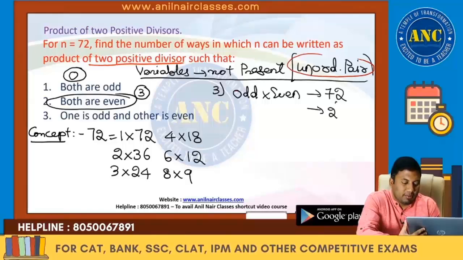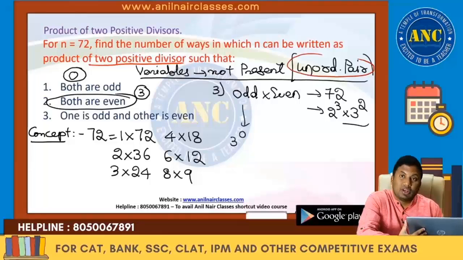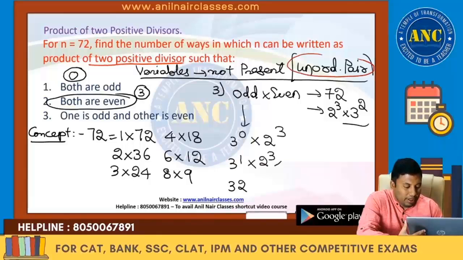72 is nothing but 2 power 3 into 3 power 2. The odd number can be 3 power 0, it can be 3 power 1, it can be 3 power 2. Am I right? I cannot take 2 power 1 or 2 power 2 because 2 is an even number, 2 square 4 is an even number. So this can be 2 power 3, this can be 2 cube into 3 power 1. Are you all with me?